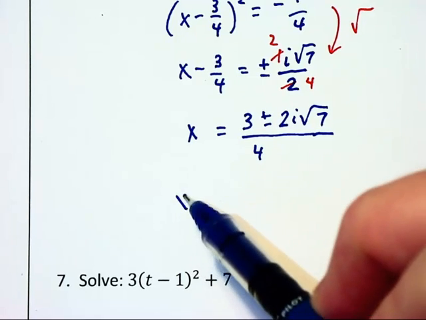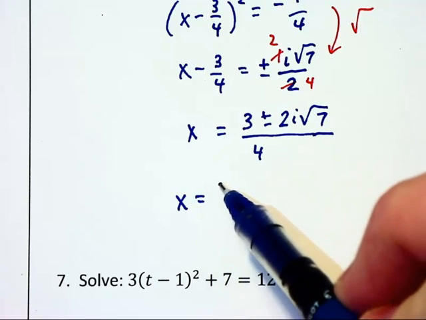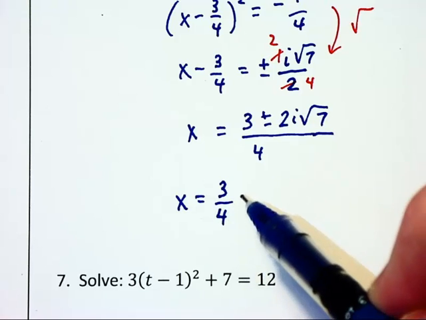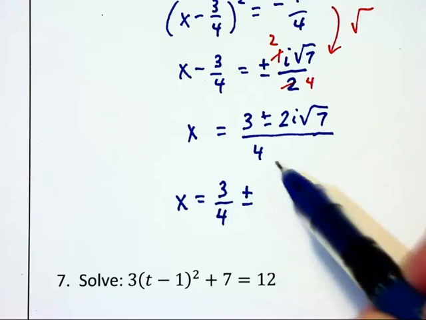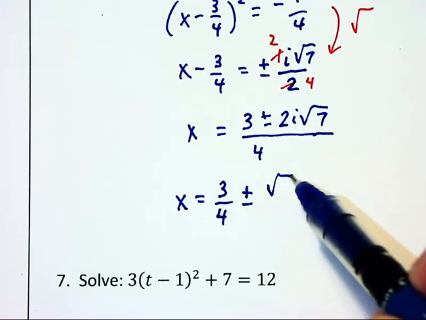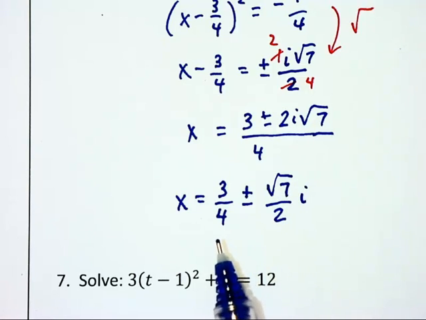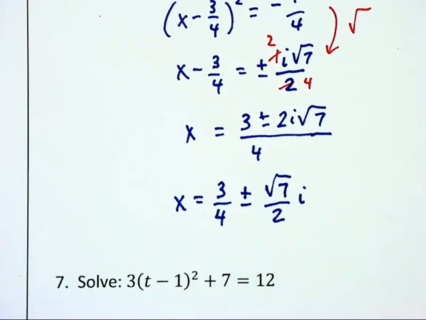You might have other teachers or online systems or books that insist that you write this in a plus or minus bi form, which would be 3/4 plus or minus, well, 2 root 7 over 4 is going to reduce, as you know, to root 7 over 2i. And then we physically see a plus or minus bi in that form. So it just depends upon your teacher and which form they're asking for this to be in.